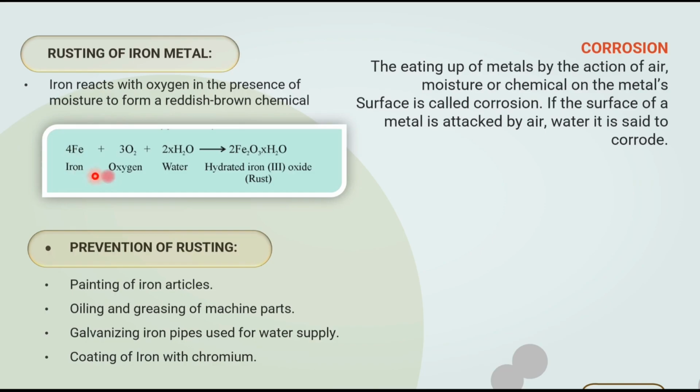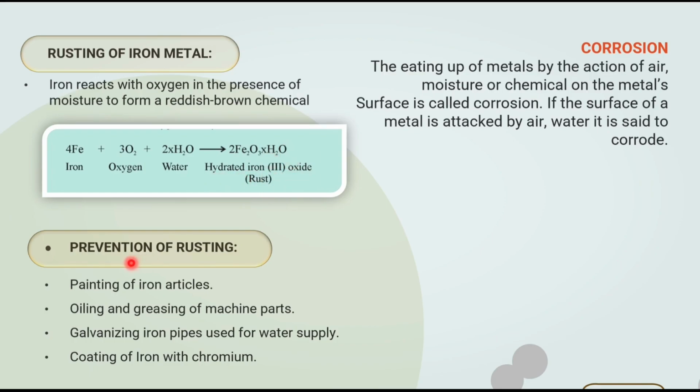So iron reacts with atmospheric oxygen and also moisture, that is the water content in the atmosphere, and leads to the formation of hydrated iron oxide. Hydrated iron oxide is rust.